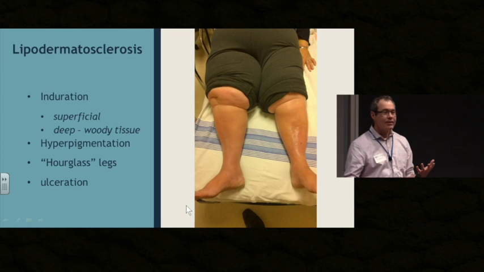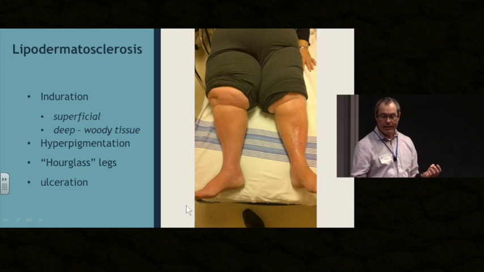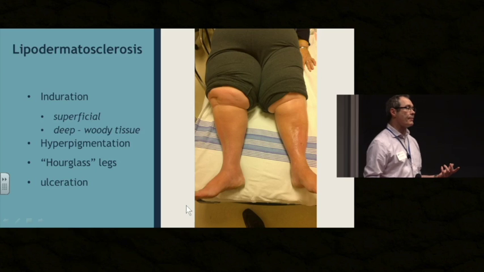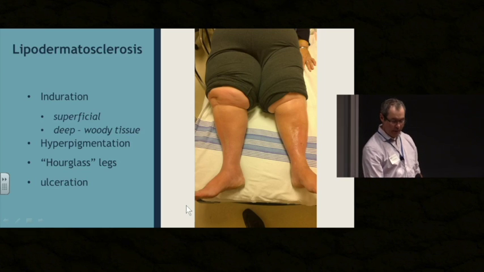But again, this is a person that was sent to the OPAT clinic for intravenous antibiotics, as was the last. There's not that much redness, but there's a lot of pain. Over time, lipodermatosclerosis leads to scar tissue, and it's a more challenging problem to treat because there has been permanent injury to the subcutaneous tissue.